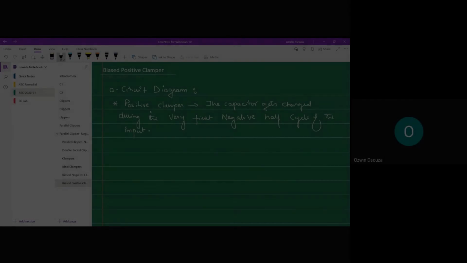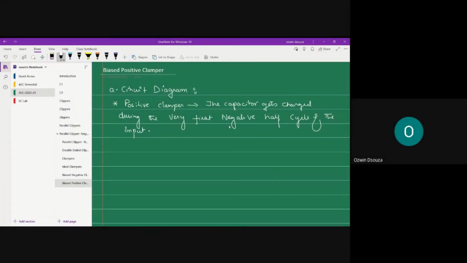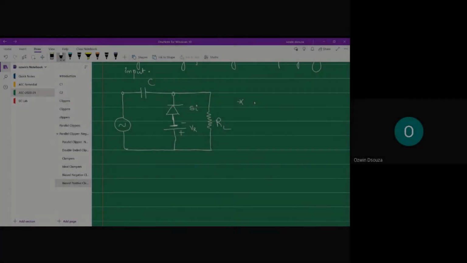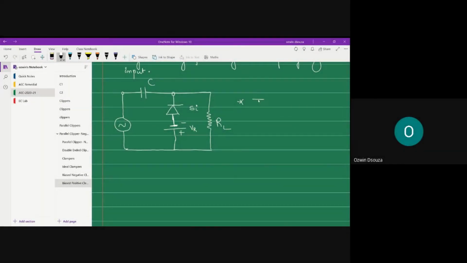In case of a positive clamper, the capacitor is going to get charged for the very first negative half cycle. So that being said, I can go ahead with the circuit diagram. Let us define certain things. Let us take the time constant of the circuit, tau, as the product of RL and C, which is very high. This is what is required for a successful clamper operation. Now let us look at the charging cycle.